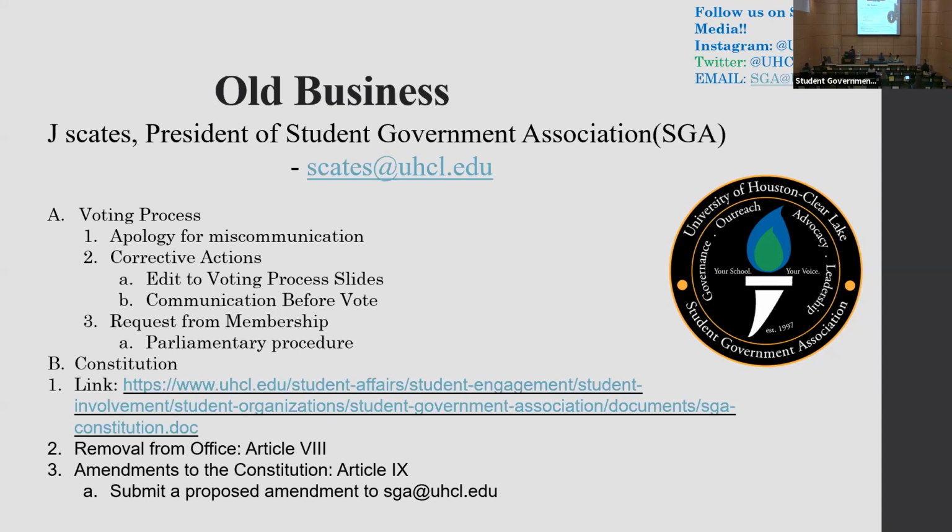During open forum, we were asked about the removal process and proposing amendments. Those sections are listed in the agenda, Article 8 for the removal of office and Article 9 regarding amendments. If you would like to propose amendments to these sections or any other section of the Constitution, please just email those to us at sga@uhcl.edu.